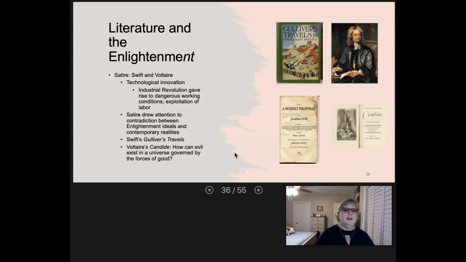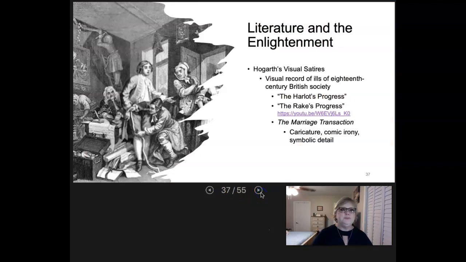You've got the famous Gulliver's Travels, as I've mentioned, from Swift. You've got Candide by Voltaire. And in Candide, the question is raised, how can evil exist in a universe that's governed by the forces of good? So again, remember, this is the age of reason. This is the age of thinking. And people are stepping out and speaking out and using their writing as a forum for doing so.